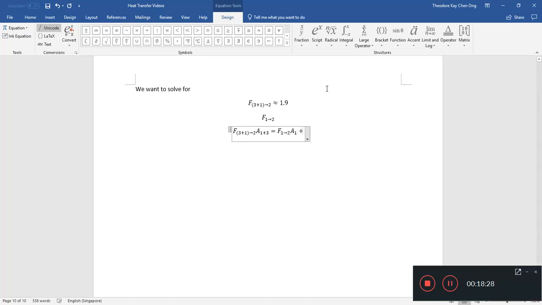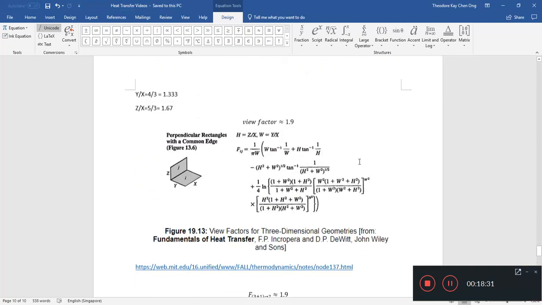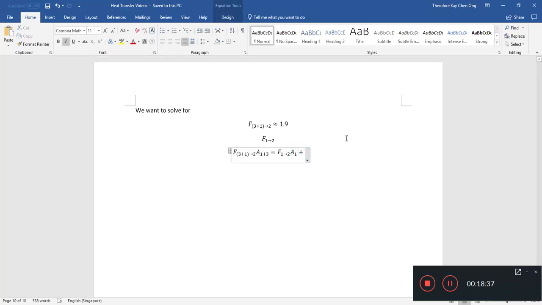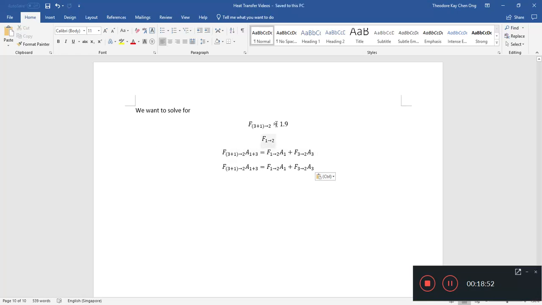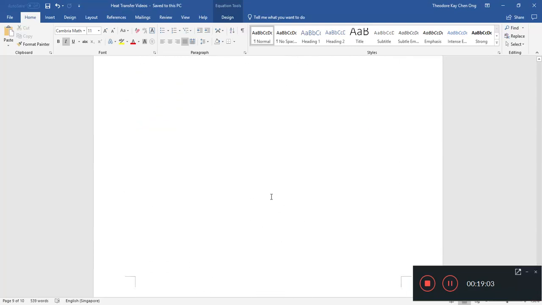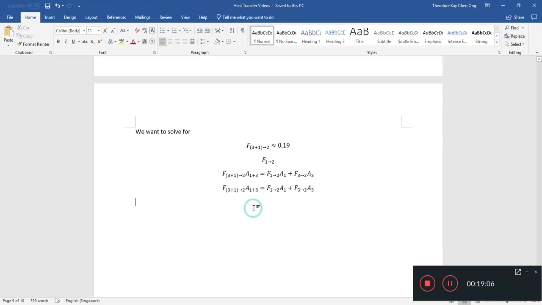A1 plus, let's look at the other surface, 3 going to 2. F 3 going to 2, A3. Now we know this is just 1.9. Oh, sorry, this is not 1.9, 0.19. Where did I get that 1.9 from? Yep, corrected the mistake. So this we can just copy here.